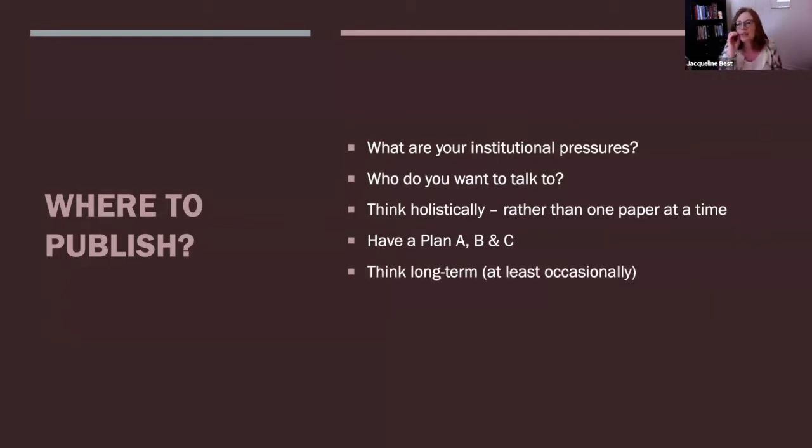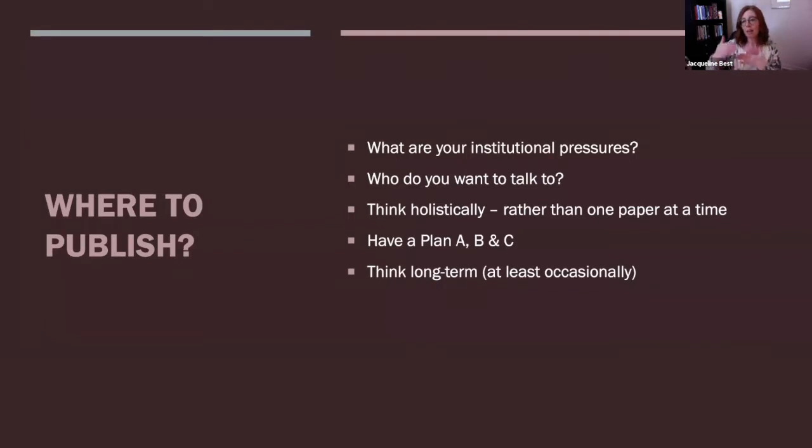And then I think also think long-term, at least occasionally. This doesn't mean that every single time you decide where to publish something you're going to agonize about your legacy, right? But I had a mentor who gave me great advice, which is now and then to sit down and think, where do I want to be in 10 years? Who do I want to be talking to? I mean, yes, I want a job, but beyond that, what kind of a scholar do I want to be?